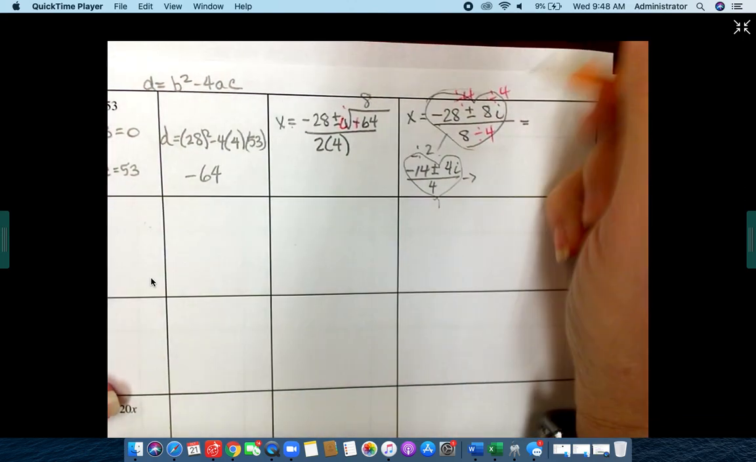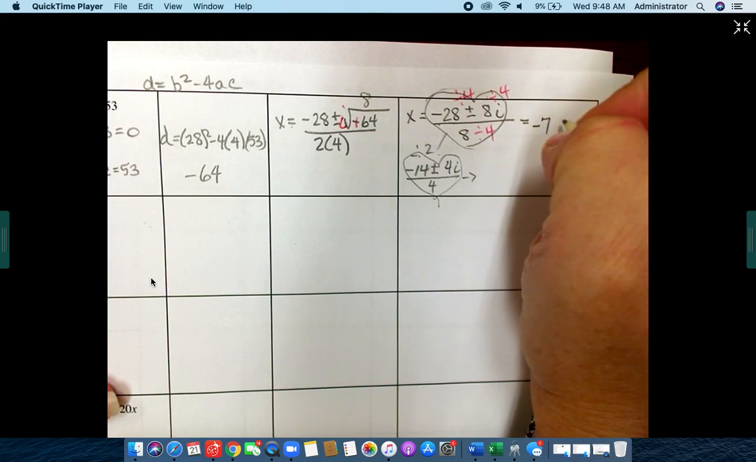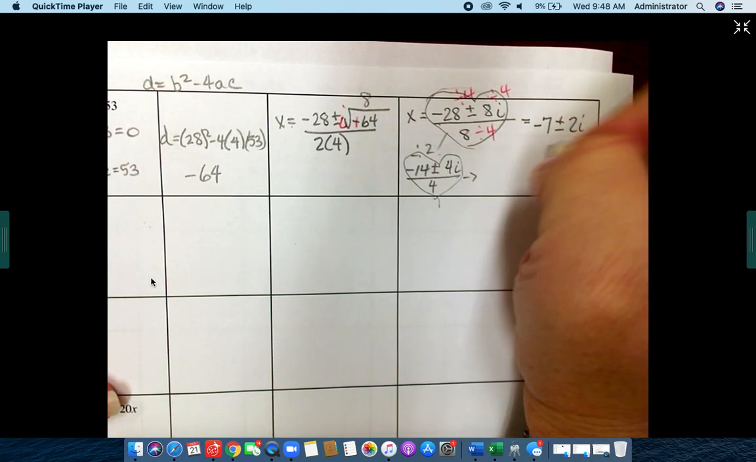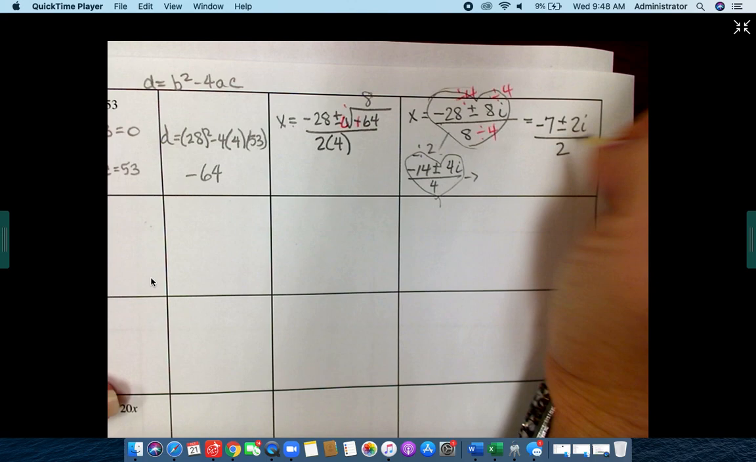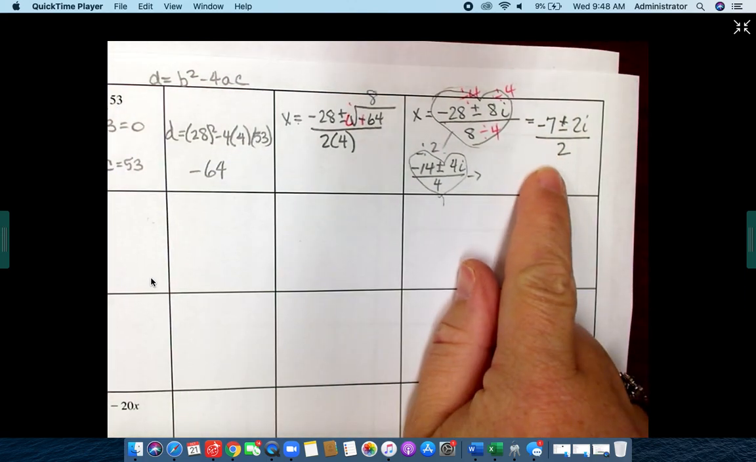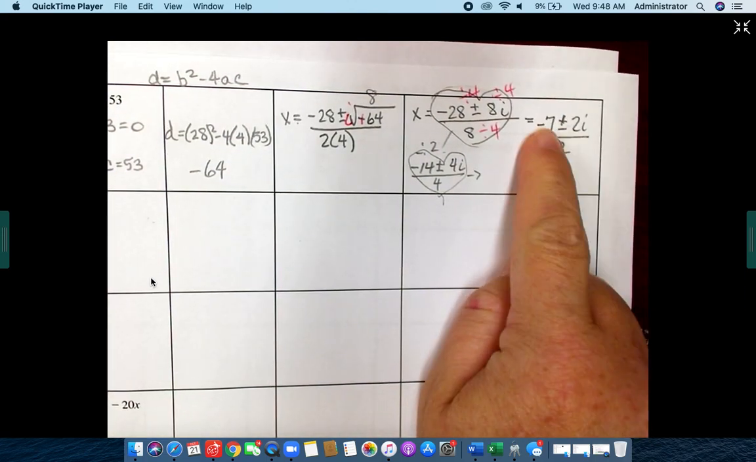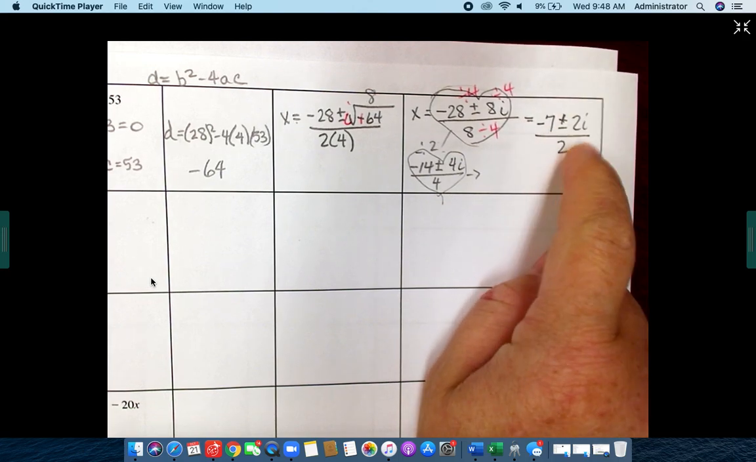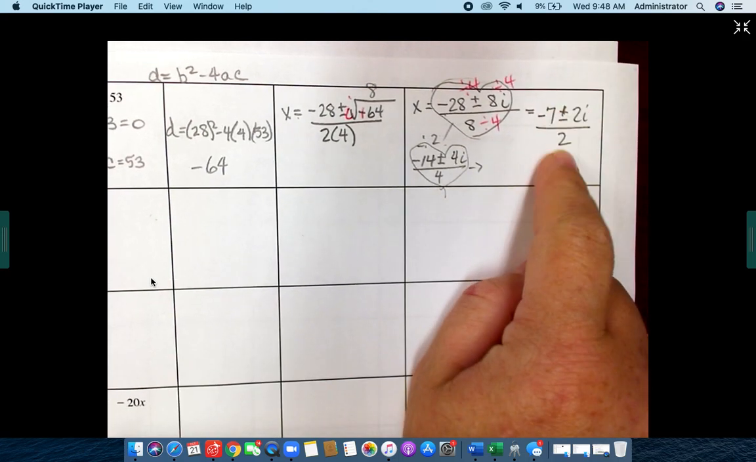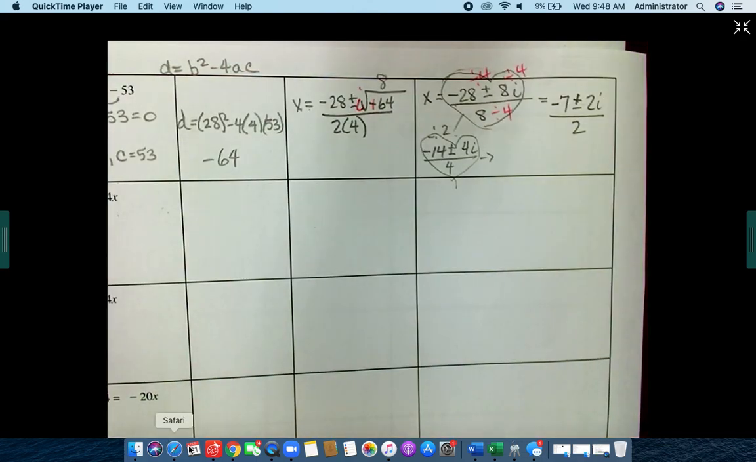then I'm going to end up with negative 7 plus or minus 2i over 2. And note that you cannot reduce the 2 and 2 because this is like the whole numerator over 2. So we're not going to look there. Remember, all 3 have to have a common factor in order to reduce.